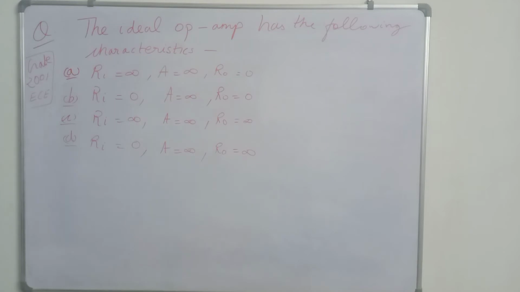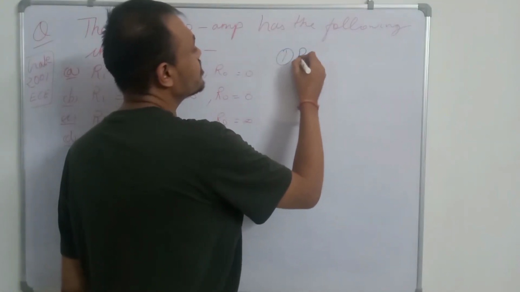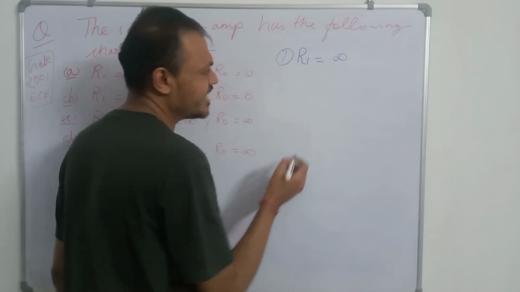This is a question from GATE 2001, and in this we have to tell about the characteristics of the ideal op-amp. So we have 3 points. Ri is the input impedance, A is the gain of the op-amp, and R0 is the output impedance of the op-amp. First, the input impedance Ri of the ideal op-amp is infinite.